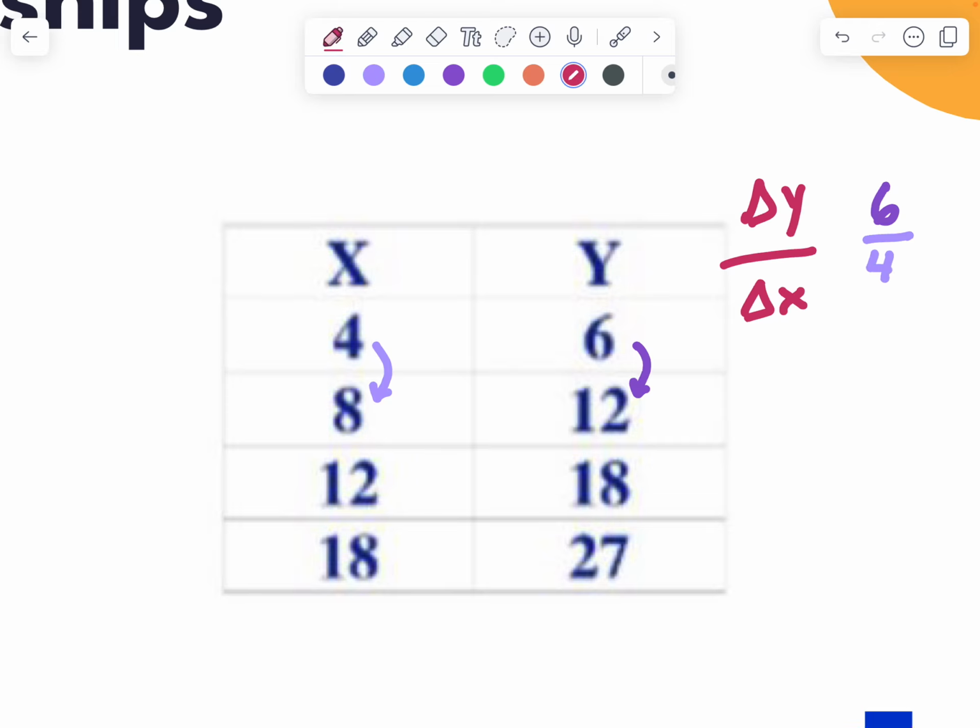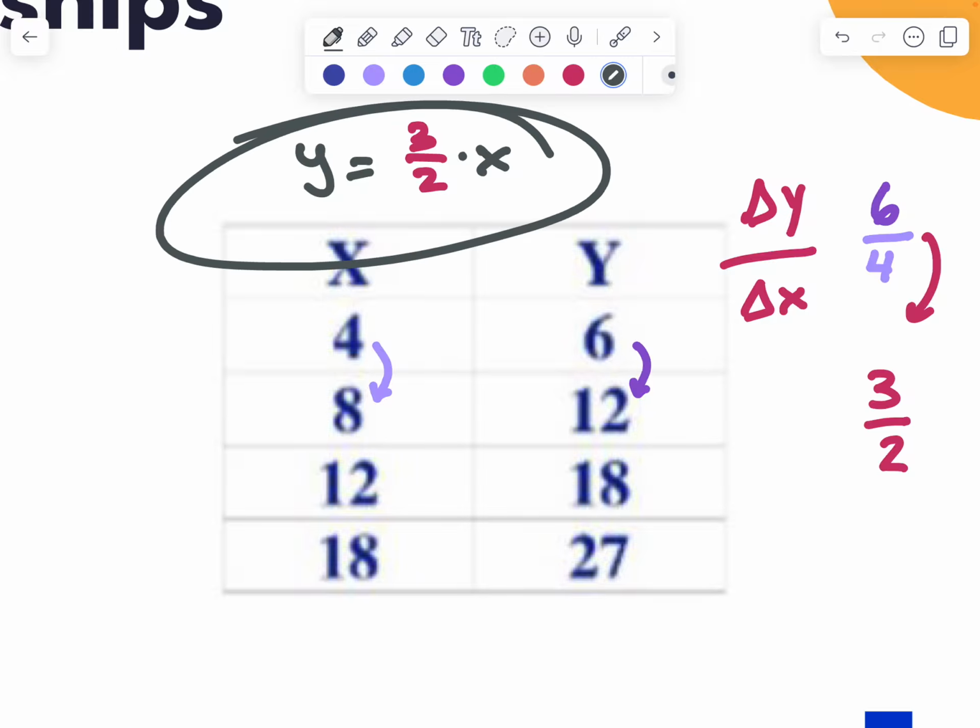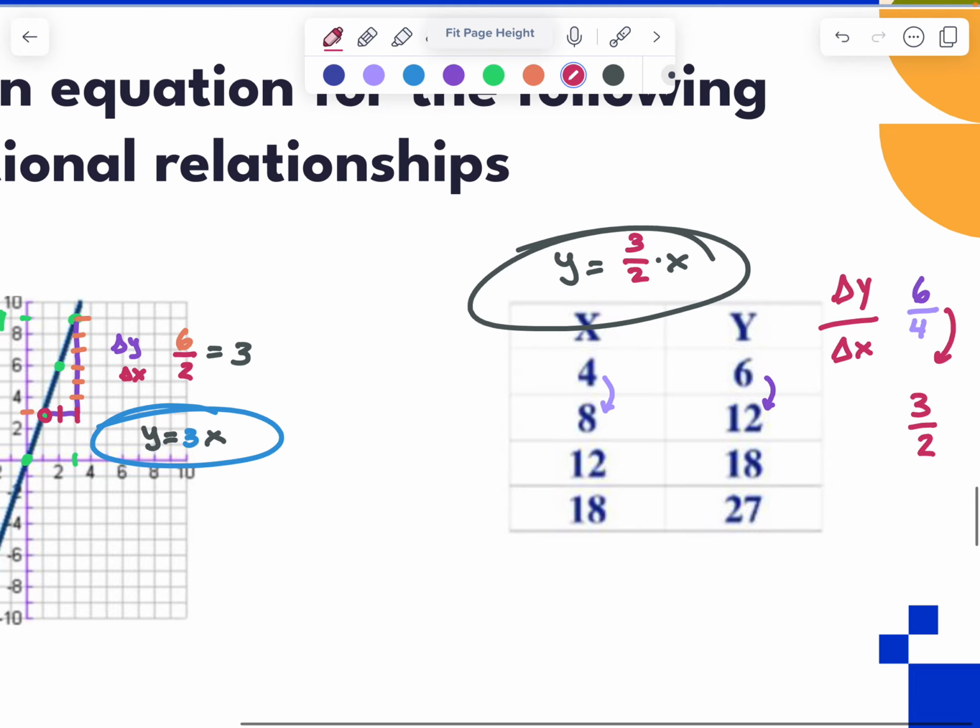Kind of a weird slope, but we can still work with it. 6/4 simplifies to 3/2. While I would like that bottom number to be 1, it doesn't have to be. Improper fractions are okay. Y equals 3/2 times x. I would not change that to 1.5. I would leave it as 3/2. It's pretty easy to graph. I go up 3/2. So there's my equation.